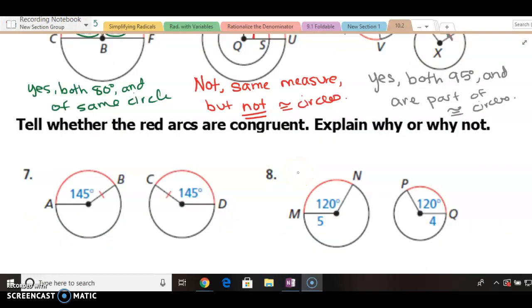I want you to go ahead and do both 7 and 8 on your own, and then we'll go over them.